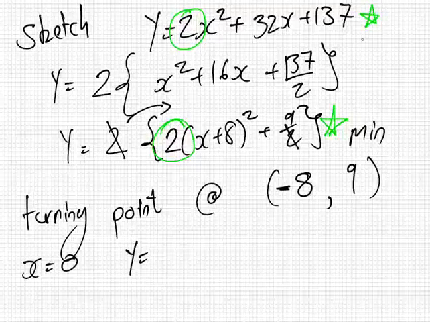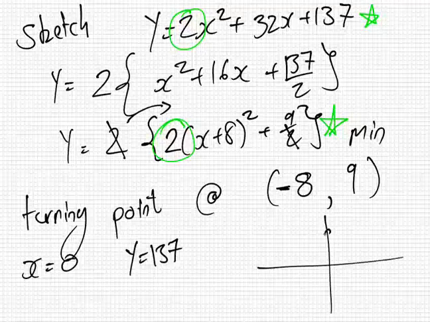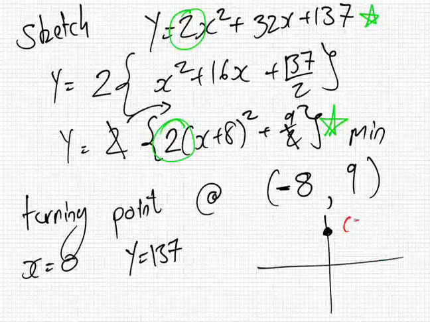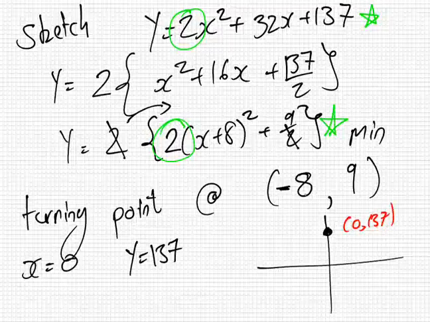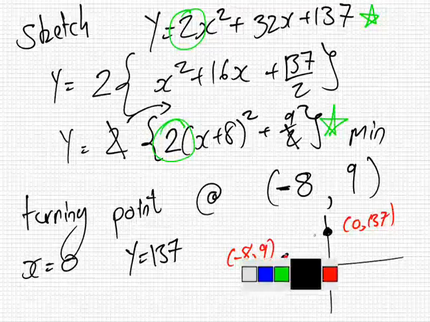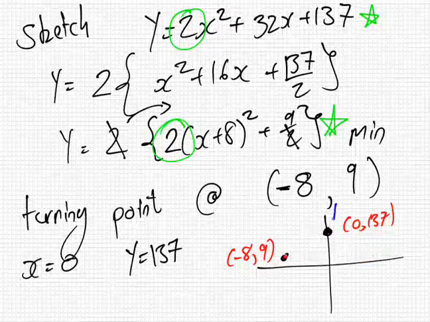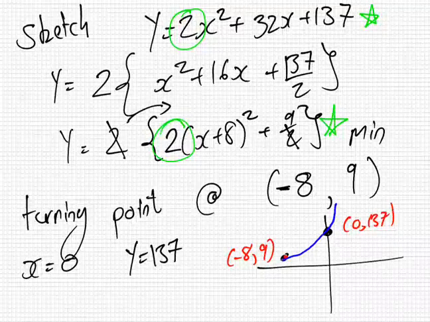So what I want to find is where it crosses the y-axis and where it crosses the x-axis. First, let's do where it crosses the y. How do I find that? We say let x equal 0. So if x equals 0, y equals 9. So this is our first point, (0, 9).